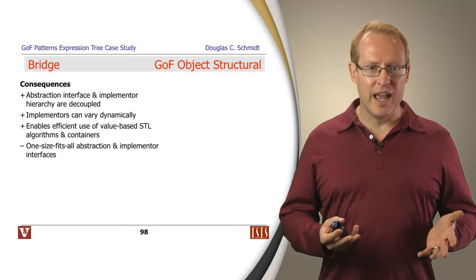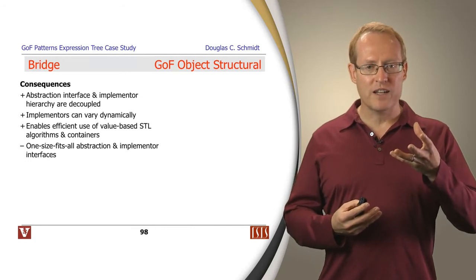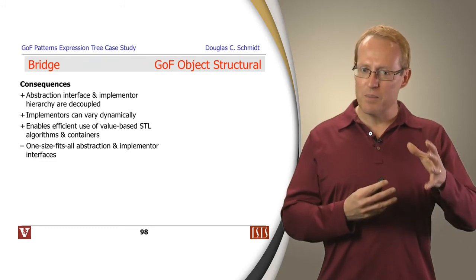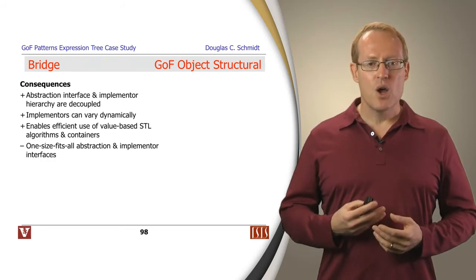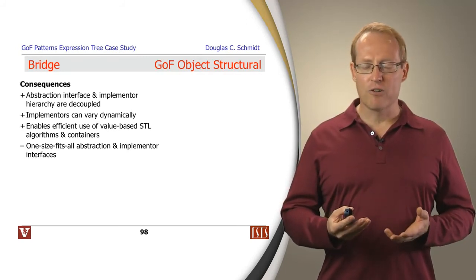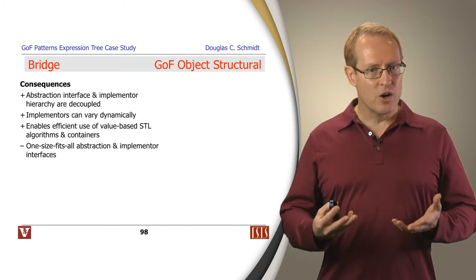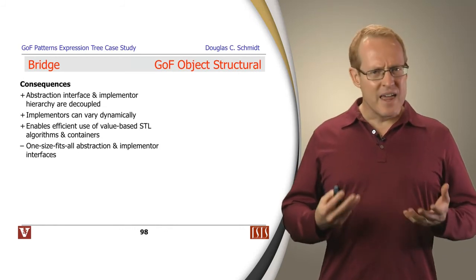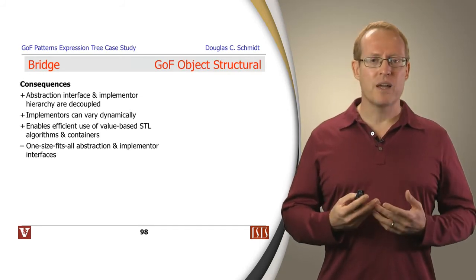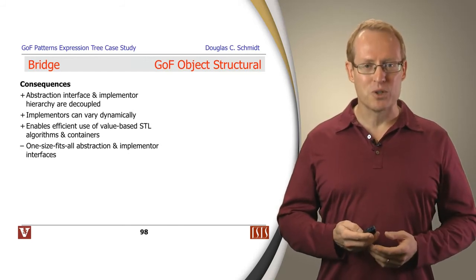The consequences of this pattern: there are a number of benefits. The implementation and the implementer hierarchy are decoupled. They don't have to have the same method names. You can have much more effective ways of changing, enhancing, and extending the implementer hierarchy without breaking clients that depend on the abstraction portion of the interface. We can also have efficient use of value-based STL algorithms and containers that expect value semantics, and we can do this with reference counting so that the costs are kept to a minimum when we do the copying. The downside, of course, is we end up with a one-size-fits-all abstraction and implementer relationship, and not everything will work through that particular interface, although it works well for the kinds of things we're doing here.